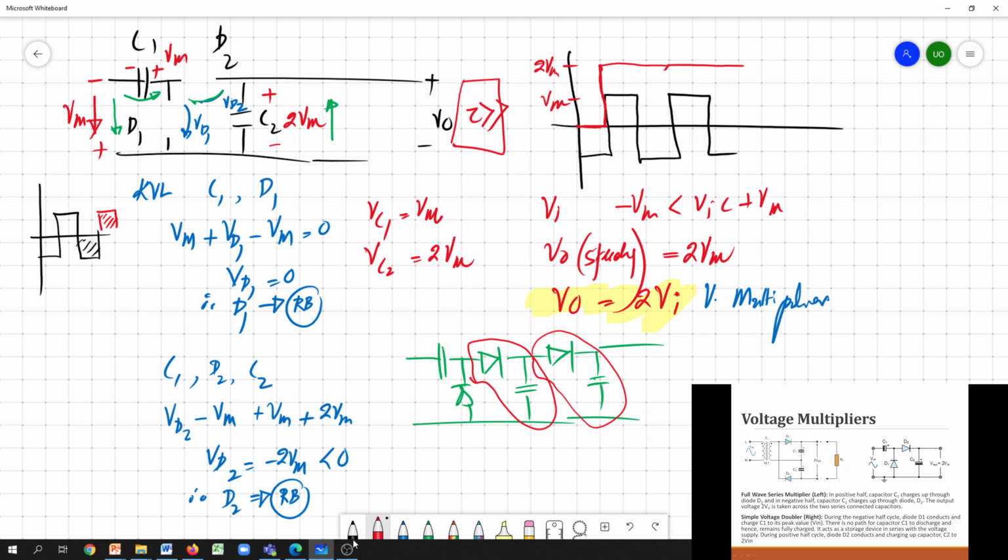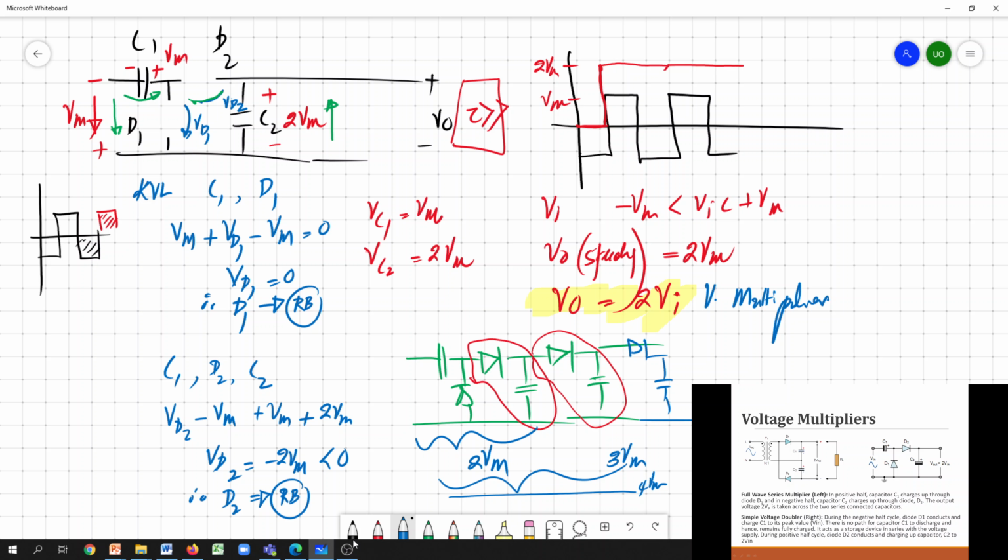So this is the block we refer to. We basically get 2 times Vm. If you add another block, altogether you can get 3 times Vm. If you add another block here, then you get 4 times Vm. So likewise, by cascading these diode capacitor banks, you can multiply your input accordingly.